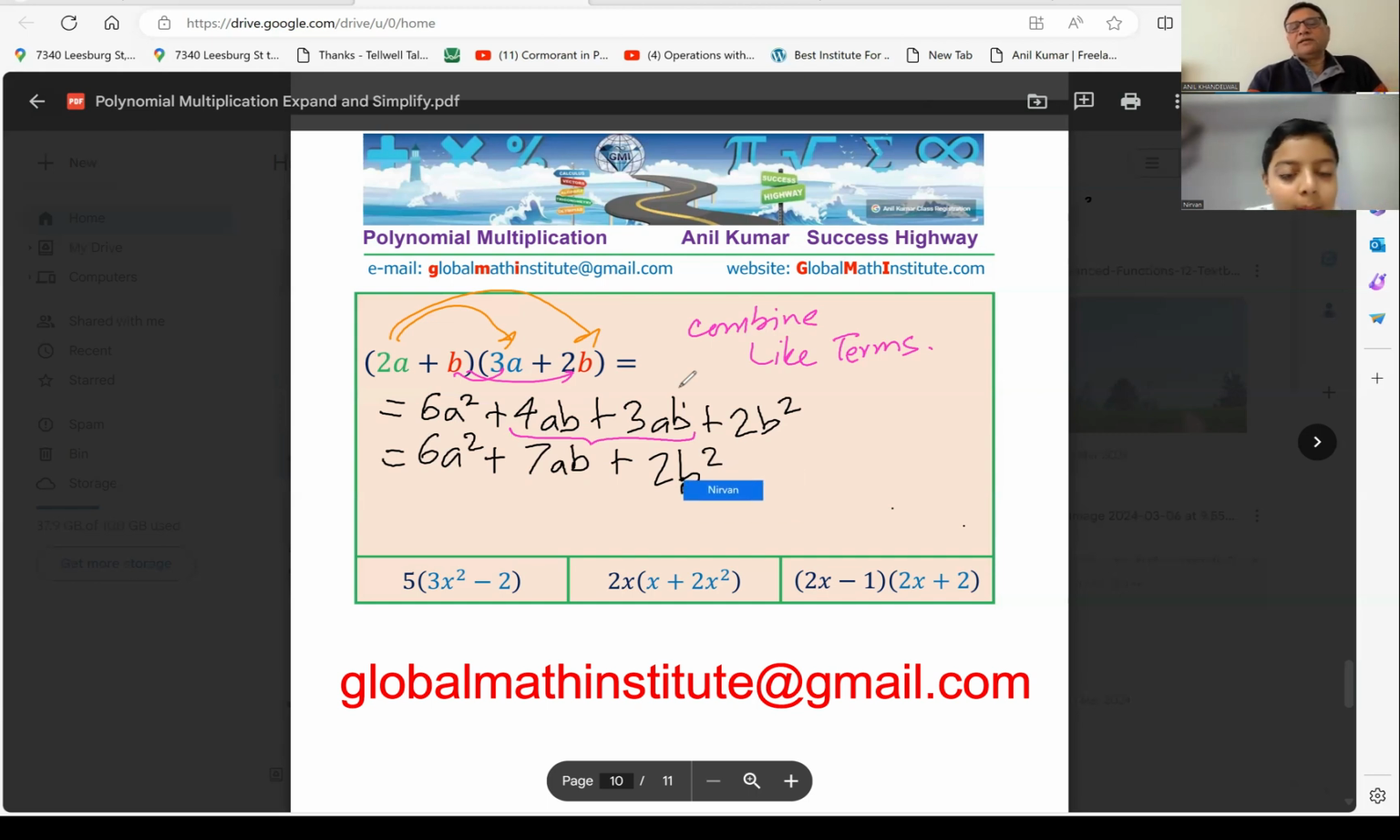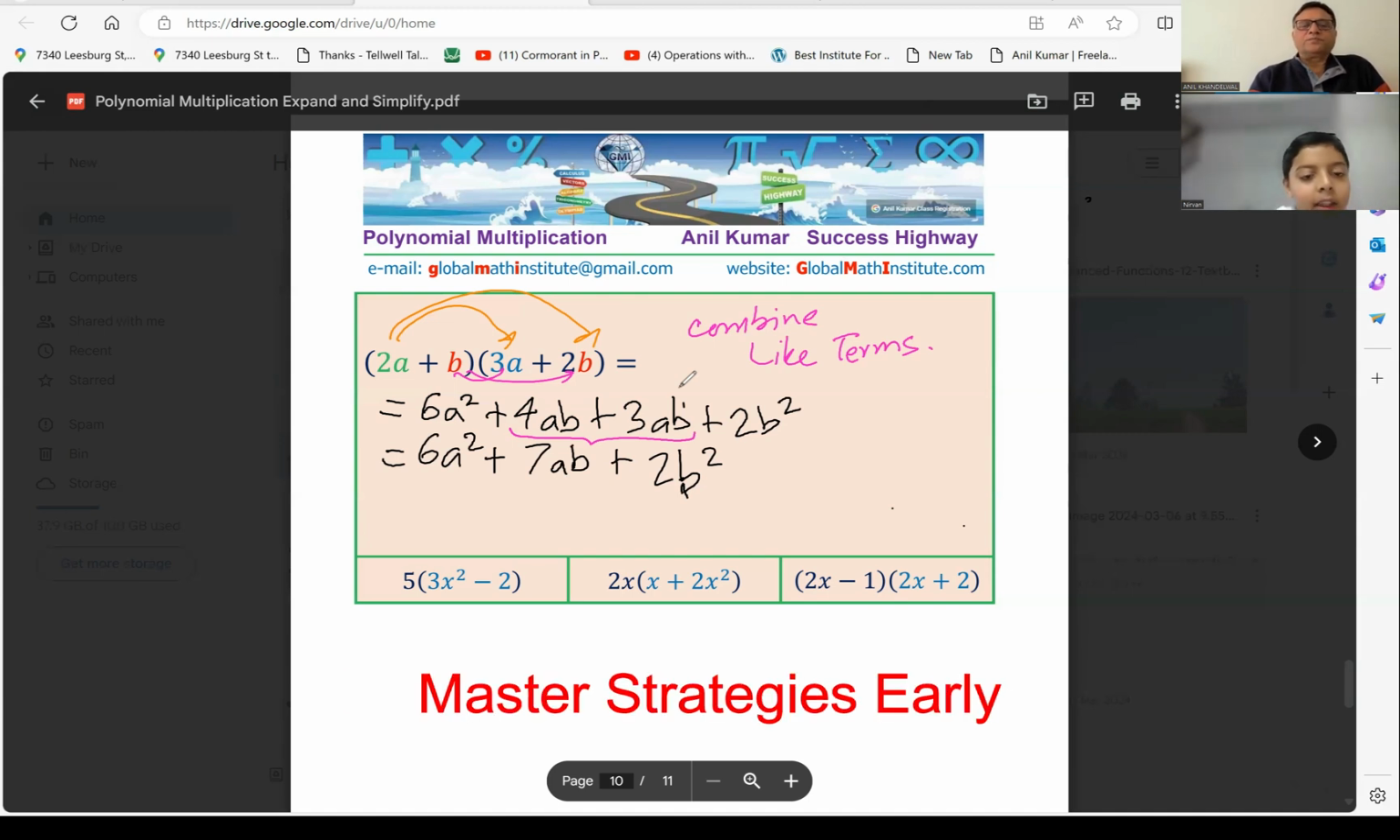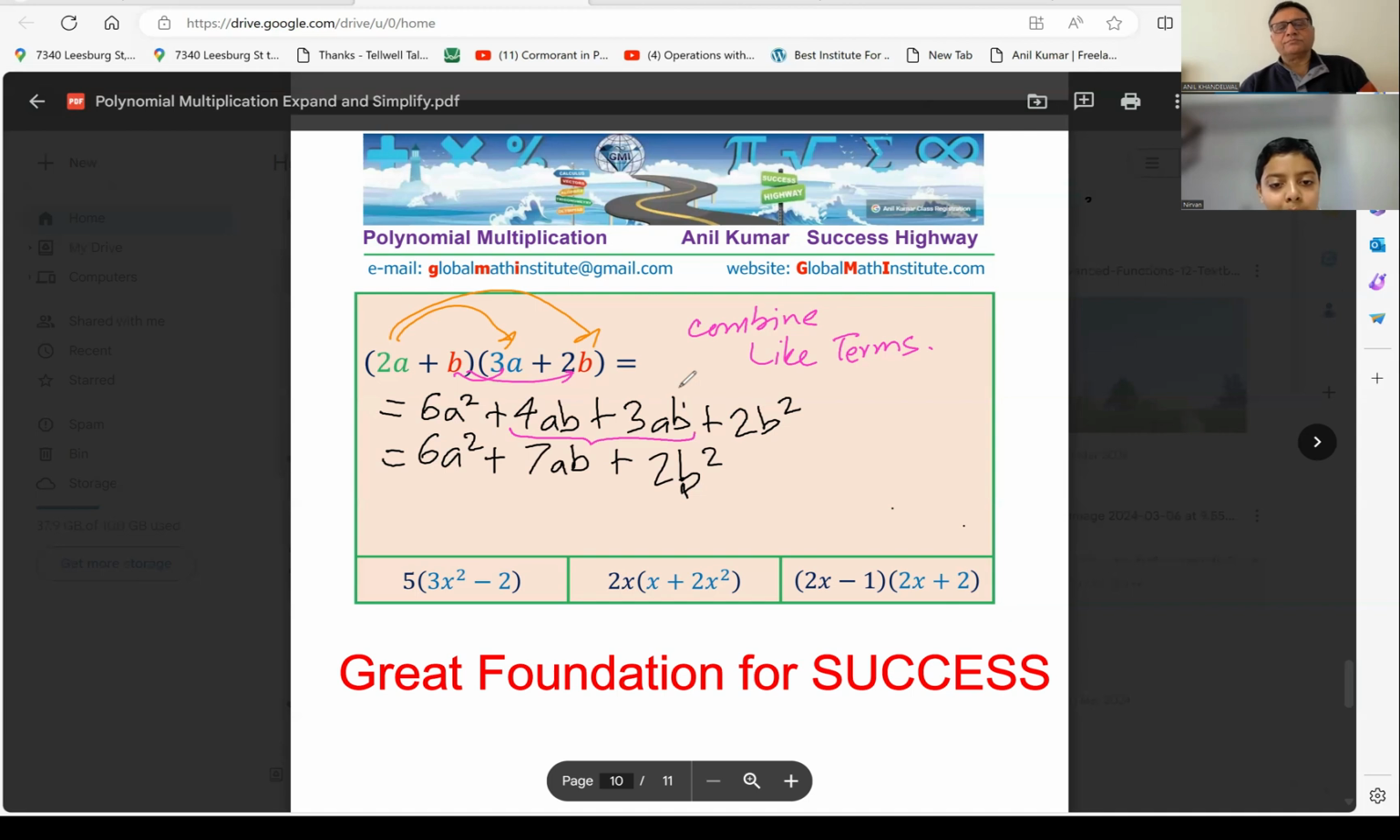Great. So Nirvan, can you explain the whole process once again? What did you do? So first, I started with multiplying the 2A with the 3A and the 2B one by one, and I expanded it. You don't multiply with the B yet because it's in one bracket. After multiplying that, you multiply with B. You multiply B with 3A and B with 2B, and then you get 6A squared and the rest. So you get 4 terms, and you will see that two of them are like terms, which were combined to get 7AB, right?